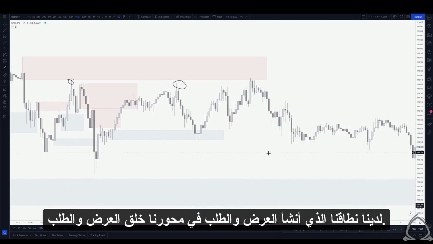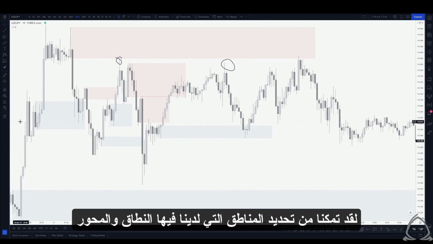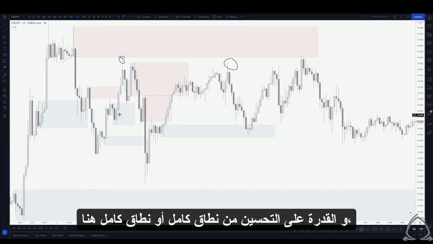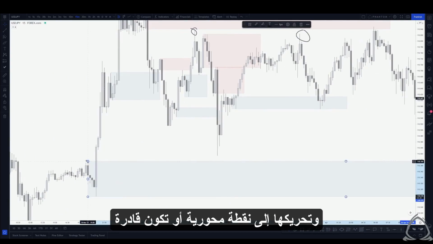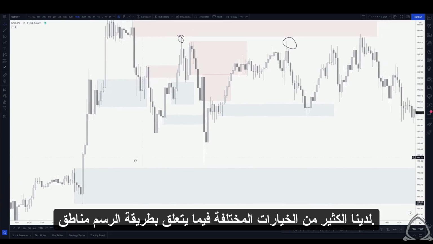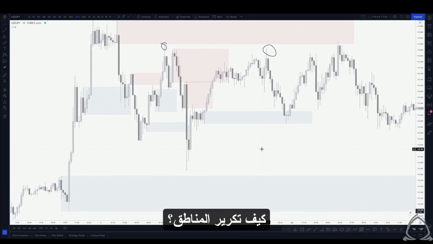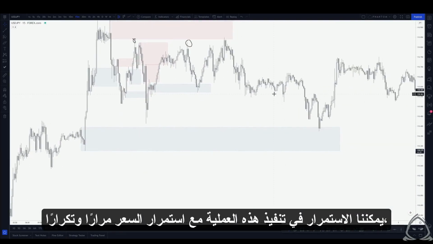So again, we have our range created supply and demand and our pivot created supply and demand. We've been able to identify areas where we have range and pivot, and being able to refine from a full-on range here and move it down to a pivot, or be able to refine down to even simply one candle. We have a lot of different options in terms of how we're drawing zones, how we're refining zones, and we can keep running through this process as price goes on.